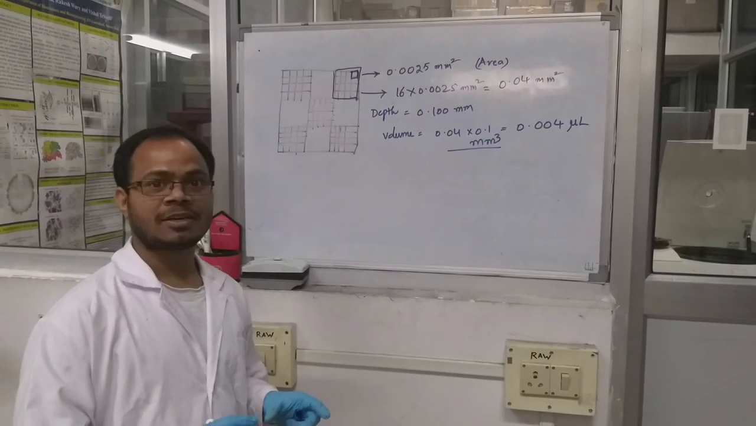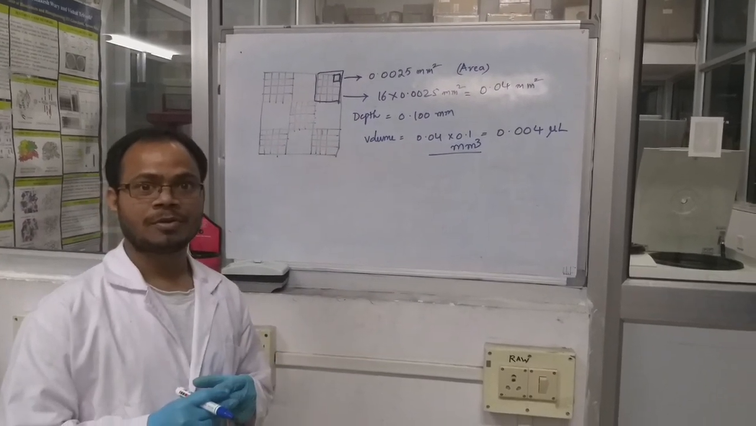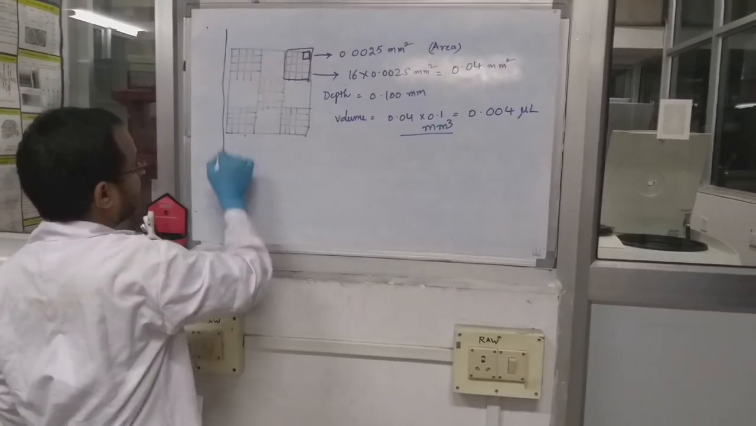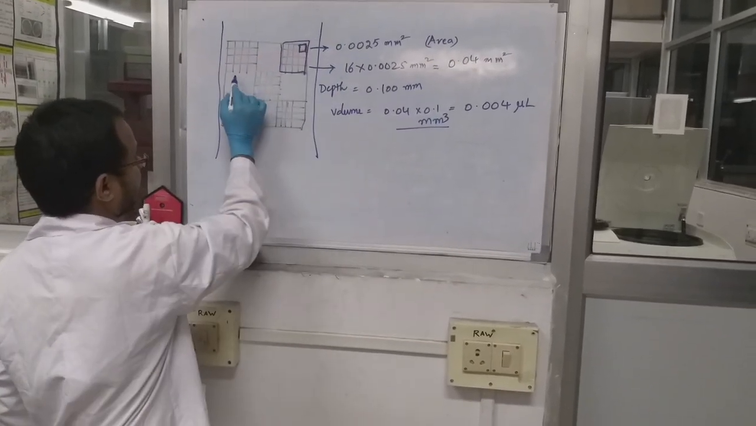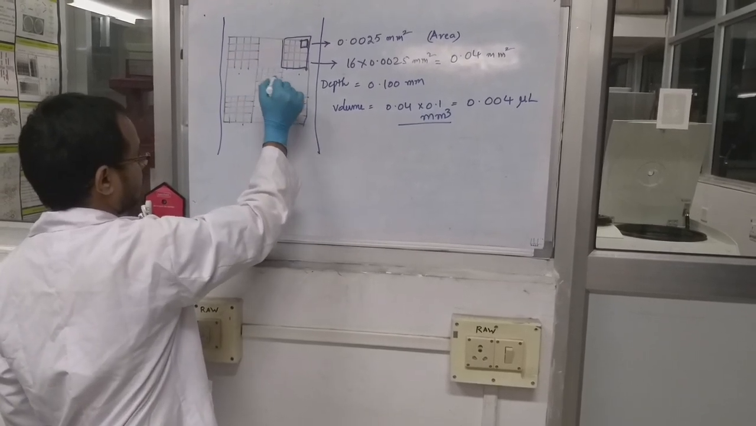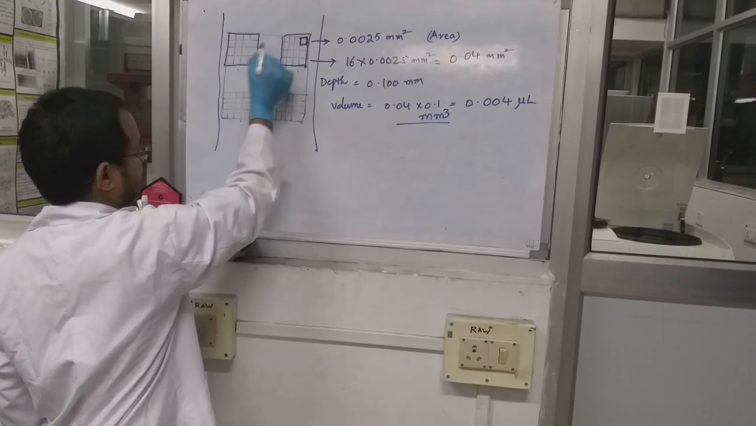So we checked how many cells are there in all the squares. Now we have to count. How to count the cells? Here is a typical Neubauer chamber which contains 5 squares. So we have to count cells in these squares.